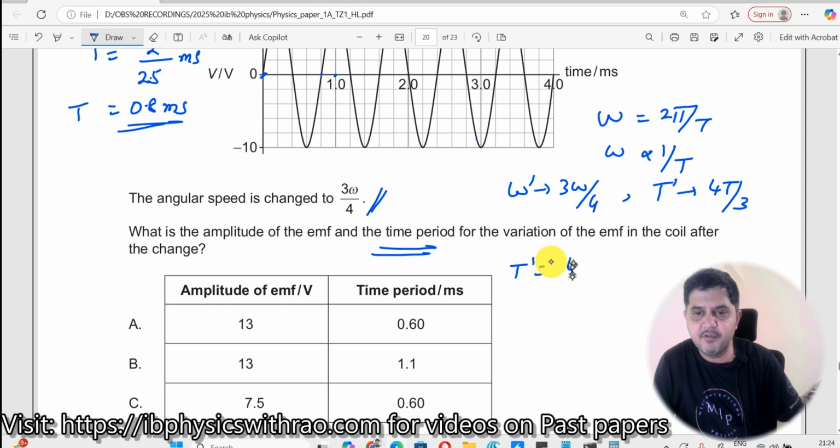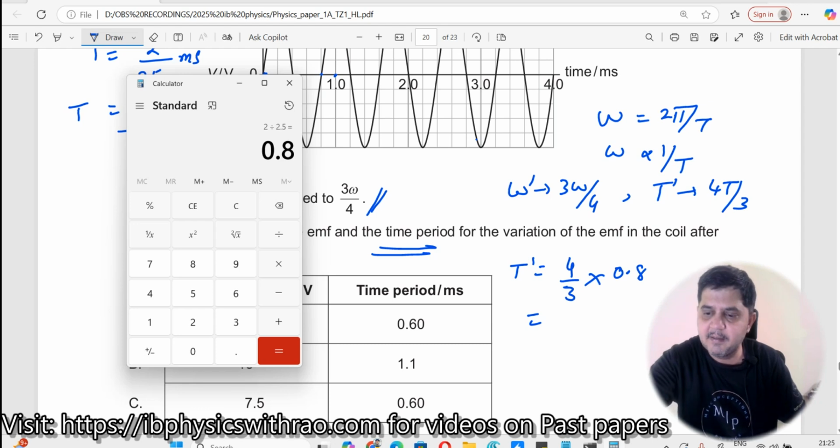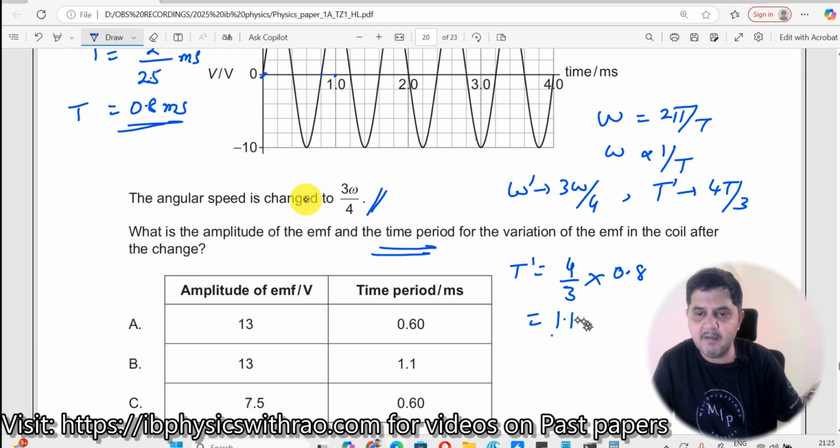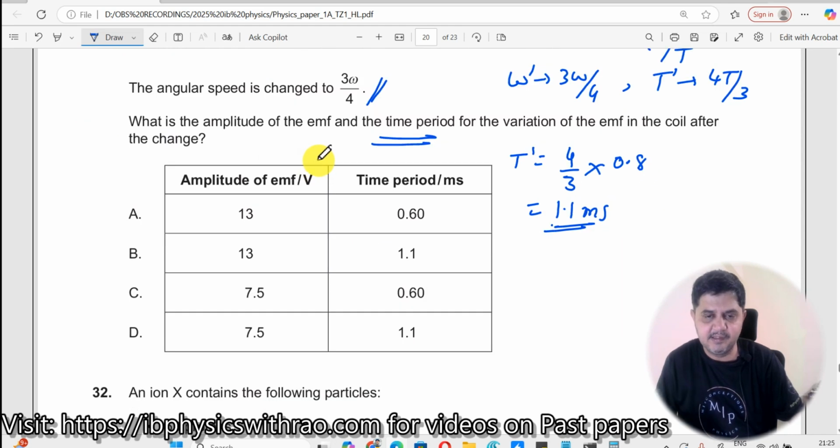It will be 4 by 3 times 0.8. It will now be equal to 4 into 0.8 divided by 3, which is 1.06. So nearly 1.1 millisecond. So who is right here? These two are incorrect, eliminated. These two can be right.